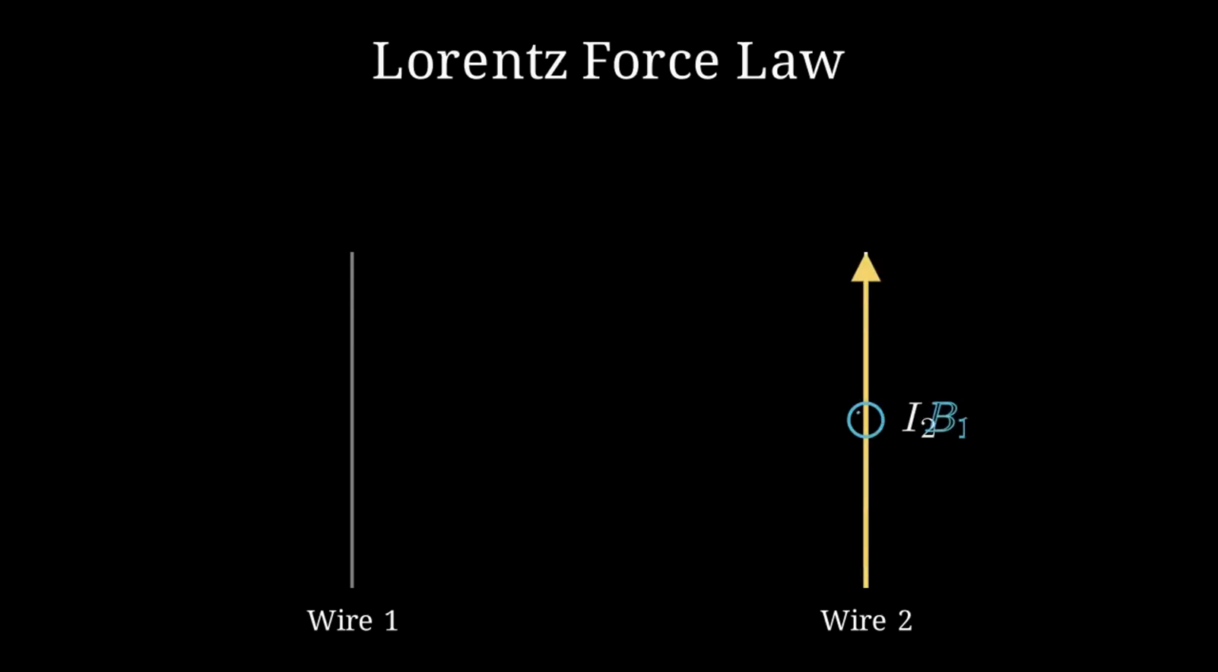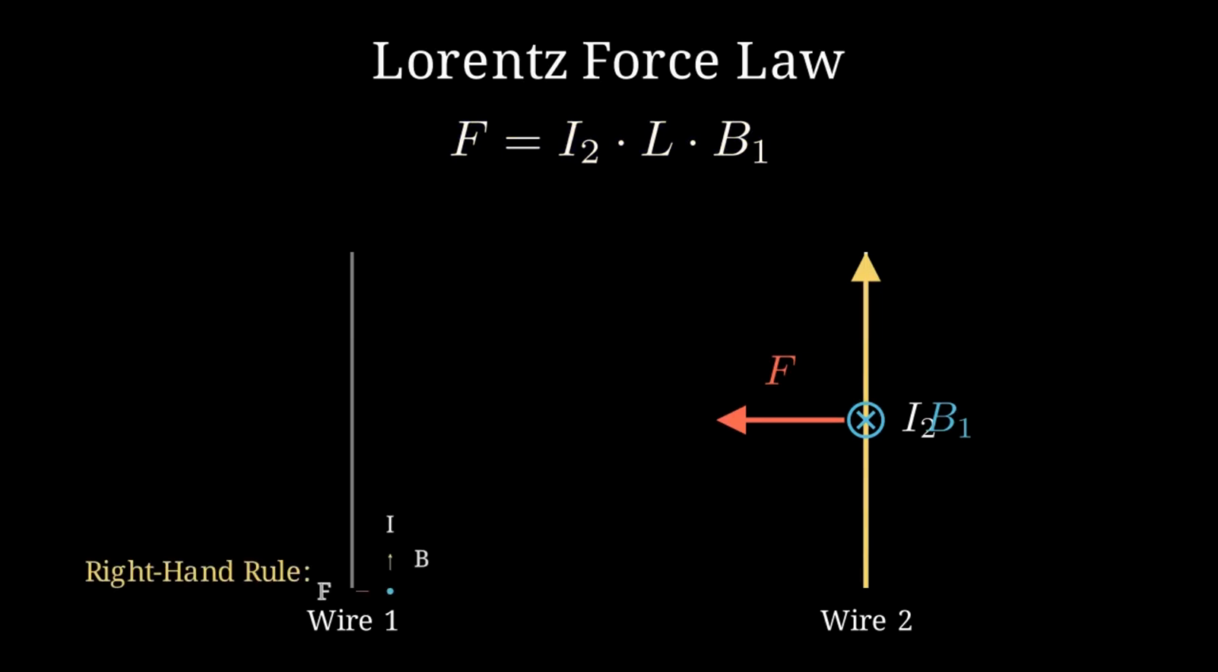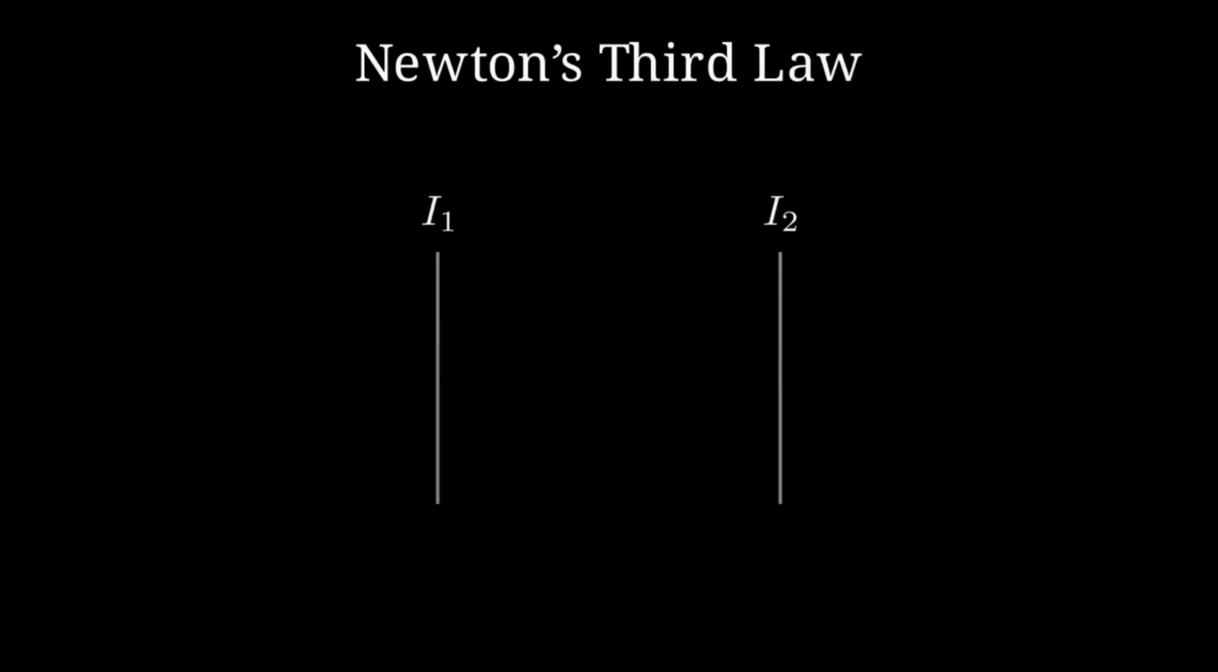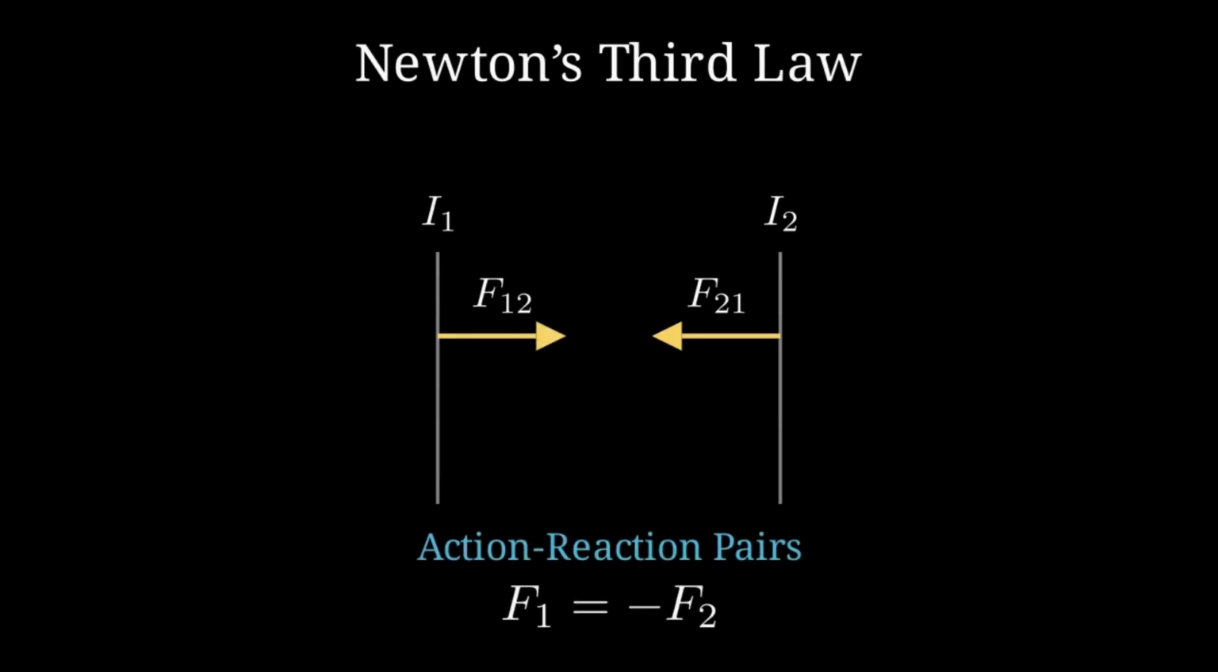Now, wire 2 is a current-carrying conductor sitting in an external magnetic field B1. According to the Lorentz force law, it experiences a force. Using the right-hand rule for force, we find the direction points toward wire 1. Just as wire 1 exerts a force on wire 2, wire 2 exerts an equal and opposite force on wire 1. This follows Newton's third law. The two wires are attracted to each other because their currents are flowing in the same direction.